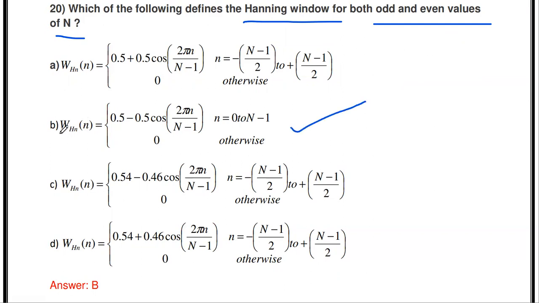If N is odd and even, for both we have to use this formula: w_H(n) is equal to 0.5 minus 0.5 cos(2 pi n divided by N minus 1), for n from 0 to N minus 1, and 0 otherwise. So this is also a Hanning window definition if the capital N is odd or even. If N is odd, only the first formula will obey.